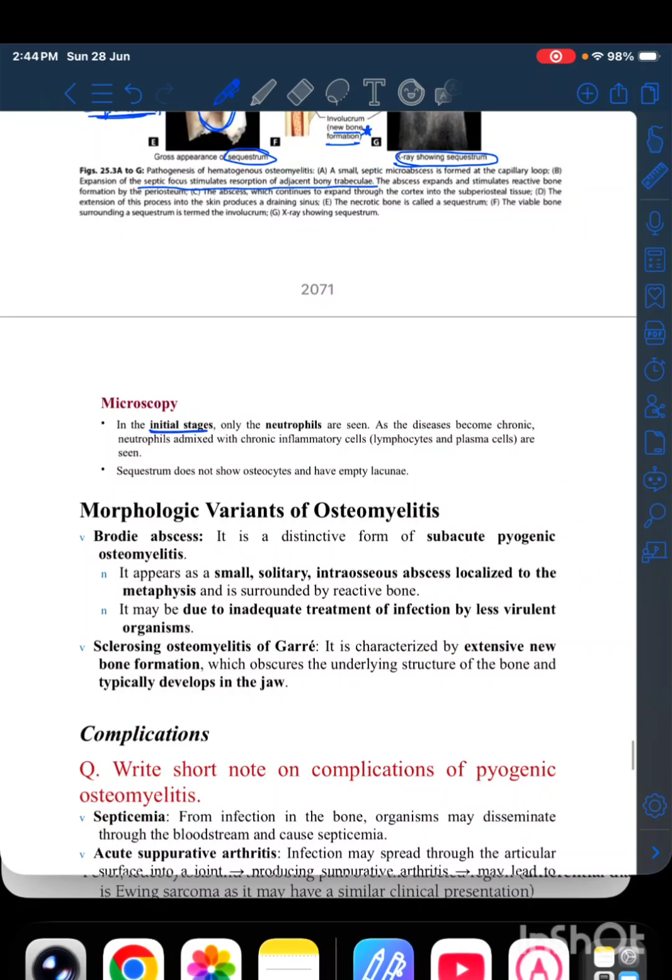Next is microscopy. In the initial stages, only neutrophils are seen. So these are the acute inflammatory cells. As the disease becomes chronic, neutrophils are mixed with chronic inflammatory cells like lymphocytes and plasma cells. So in the initial stage only the neutrophils are seen. In the chronic stage, neutrophils, then lymphocytes and plasma cells, all are seen.